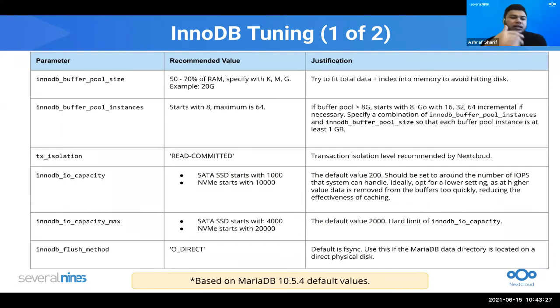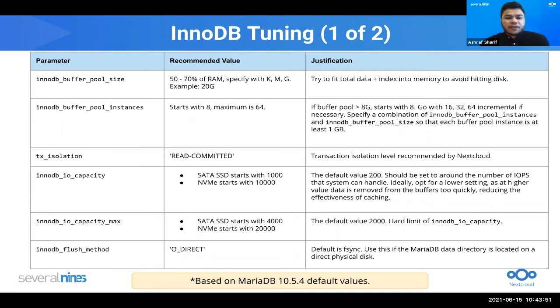Similar things apply to innodb_io_capacity_max, which is the IOPS hard limit for MariaDB to use. Don't set these two values too high, like 10,000 or 15,000, because it may cause the data to be removed from the buffers too quickly, which will reduce the effectiveness of caching in the buffer pool.